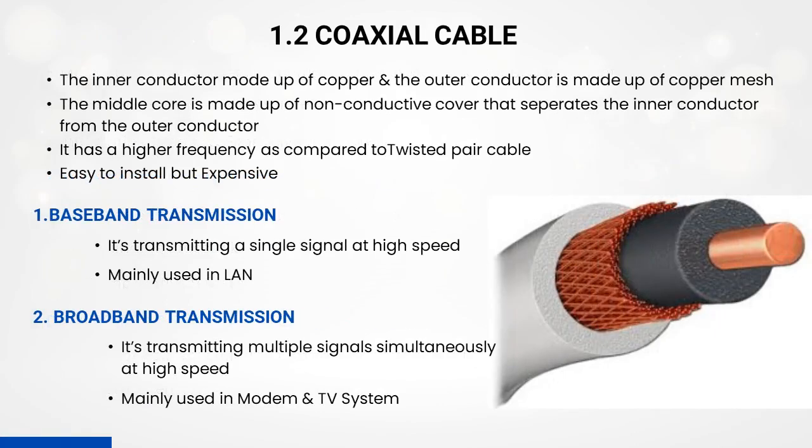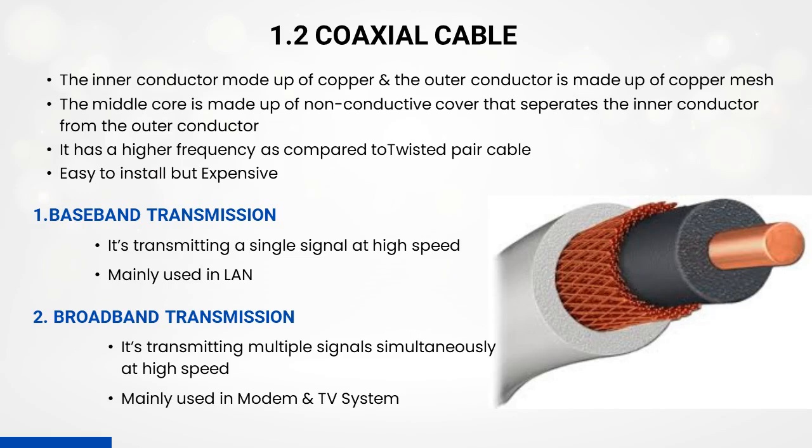Coaxial cable. A coaxial cable has a unique structure. The inner conductor is made of copper which carries the signal. Around it is a non-conductive insulating layer to separate it from the outer layer. The outer conductor is made of copper mesh which acts as shielding to reduce interference. It supports higher frequencies compared to twisted pair cables.